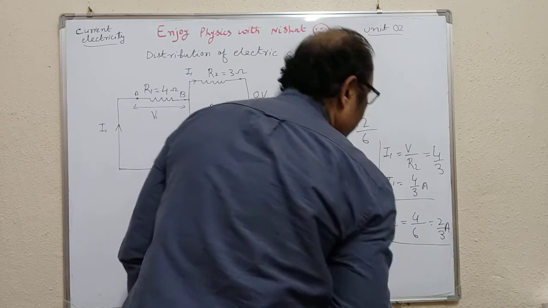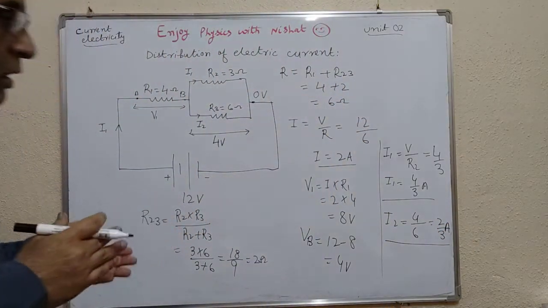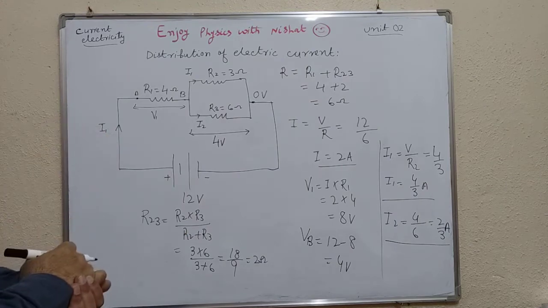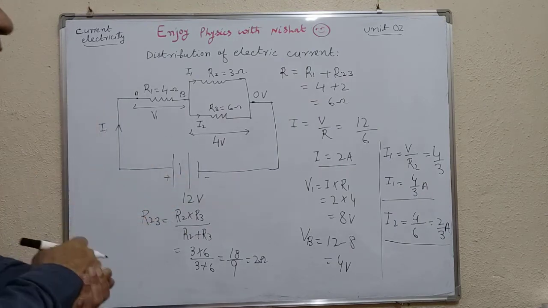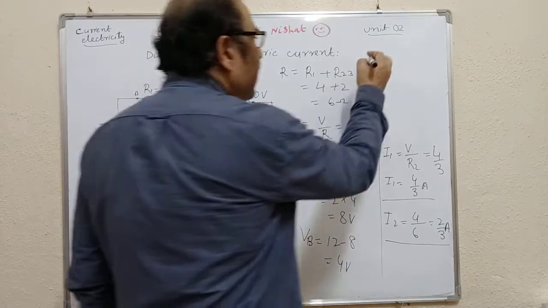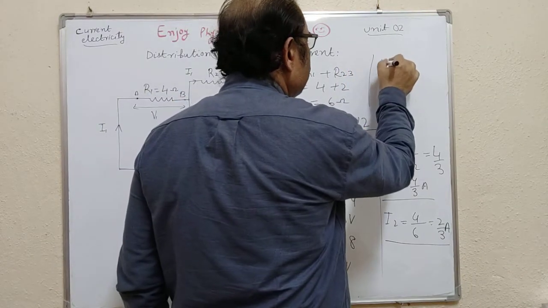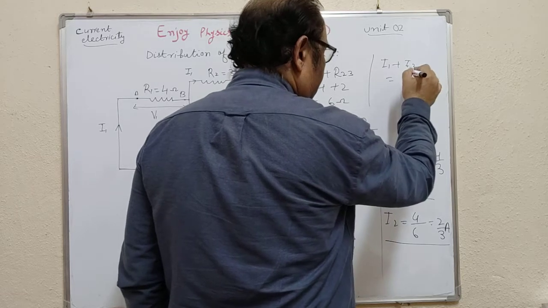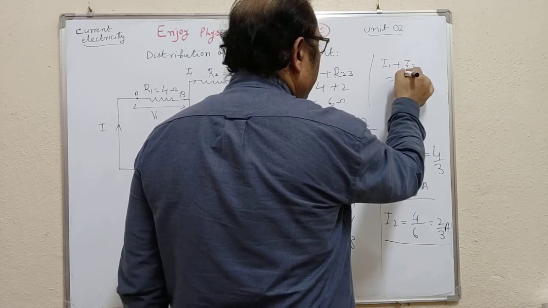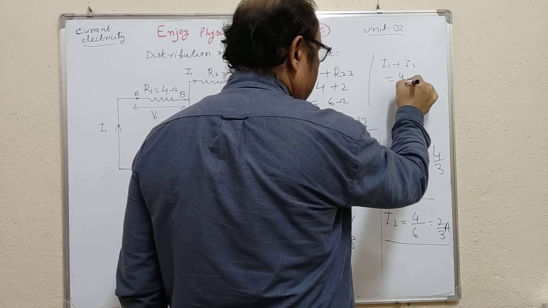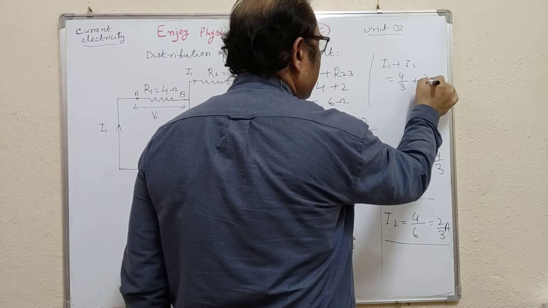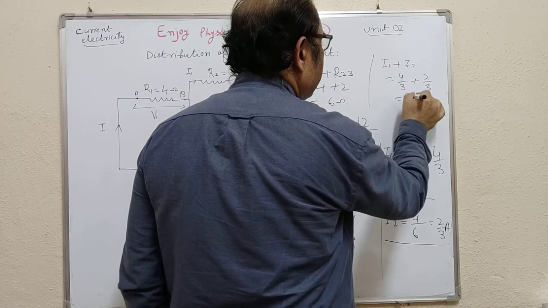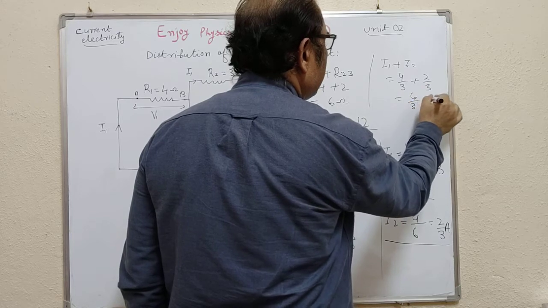Now this is the I2. Now how can you find out whether this answer is correct or not? To that, add I1 plus I2. What do we get here? 4 upon 3 plus 2 upon 3, which is 6 by 3 equal to 2 ampere.